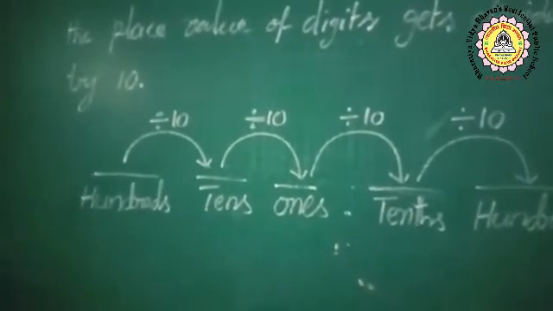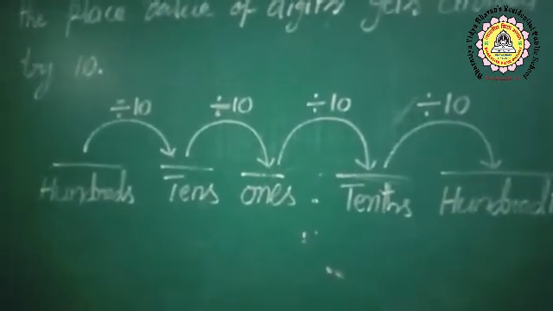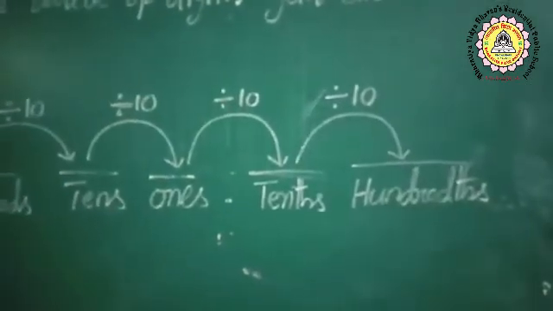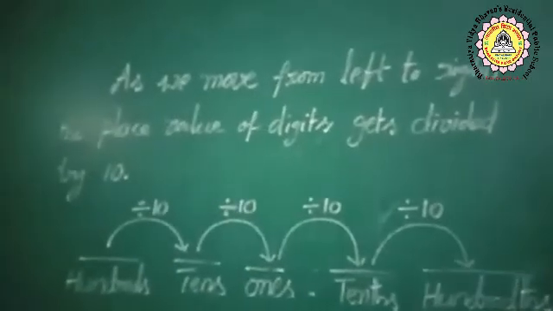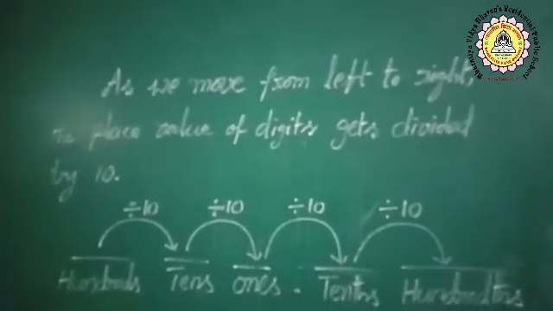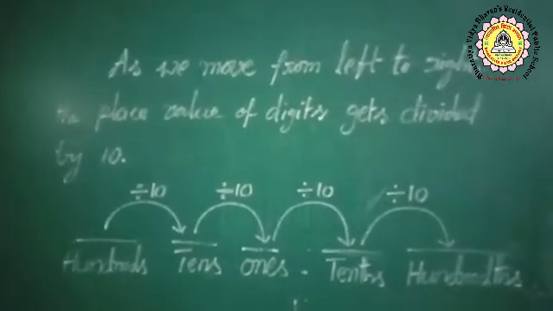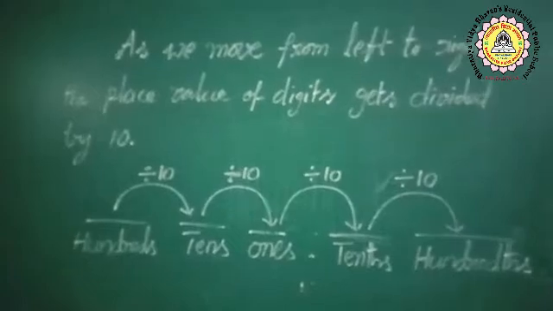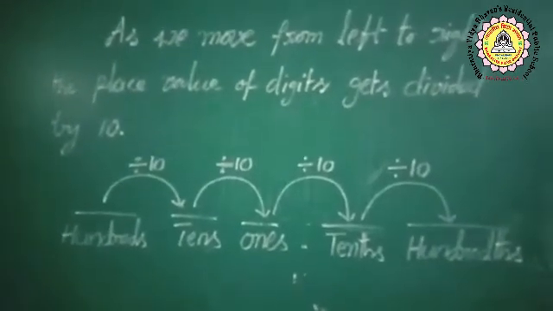Divided by 10 is there. From tens to ones also divided by 10 is there. Like that, ones to tenths, divided by 10 is there. And tenths towards the hundredths place also, divided by 10 I wrote there. See, just observe. As we move from left to right, the place value of digits gets divided by 10.